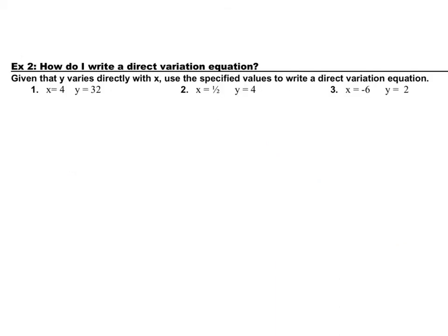All right, in example 2, how do I write a direct variation equation? Given that y varies directly with x, use the specified values to write a direct variation equation. Well, remember, a direct variation equation is y is equal to kx, where this k is our constant of variation. It is also like our slope.